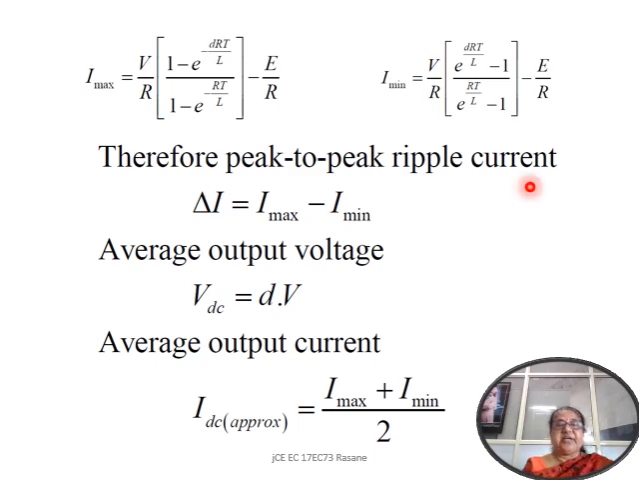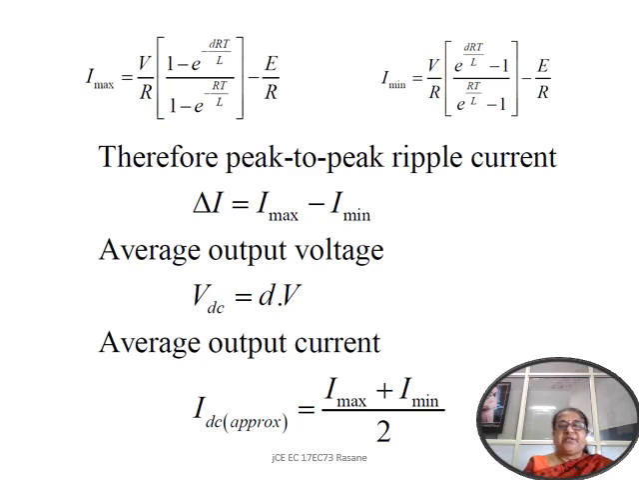That is, we have derived an equation for Imax, which is equal to input voltage by R into 1 minus e to the power of minus dRT by L upon 1 minus e to the power of minus RT by L, where d stands for the duty cycle. Okay, T is the period of the switching frequency of the chopper, that is equal to T on plus T off, minus E by R. So this was the equation that we derived for I max. Similarly, we have an equation derived for I minimum in our previous video. You can refer to that.